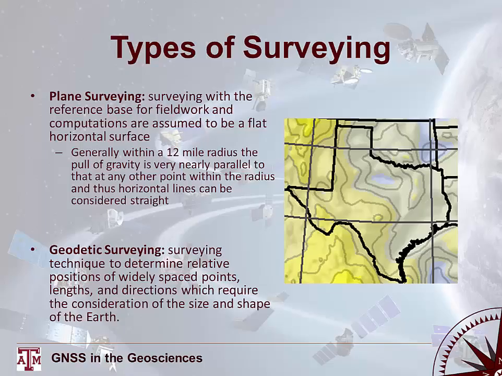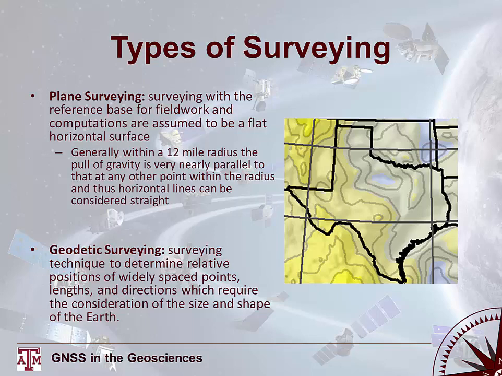There are two broad categories of surveying. First of all, plane surveying is done with the reference base for fieldwork and computations assumed to be a flat horizontal surface. This approach is generally acceptable within and up to a 12-mile radius of any single point because the pull of gravity within that distance is nearly parallel at all points. So essentially the horizontal lines can be considered straight. Beyond that 12 miles, the curvature of the Earth begins to affect the line of sight within the survey and begins to affect the survey results.